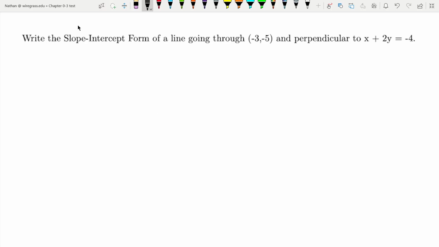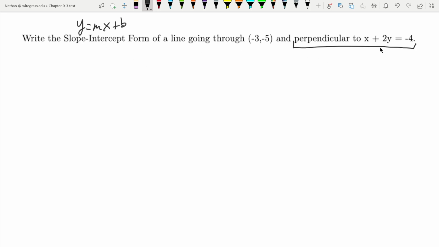Okay, write the slope-intercept form. This is once again y equals mx plus b of a line going through (-3, -5) and perpendicular to this line. So to find the slope-intercept form, we need two things: a point, which we have right here, and the slope. We don't have a slope, but we do know this line is perpendicular to this one, and if we can find this slope, then that means we can find the slope of this line.